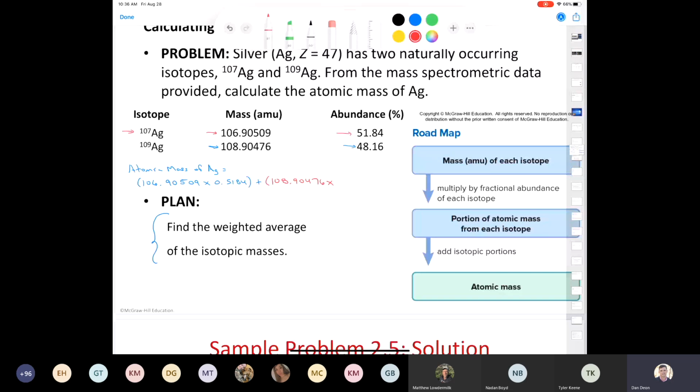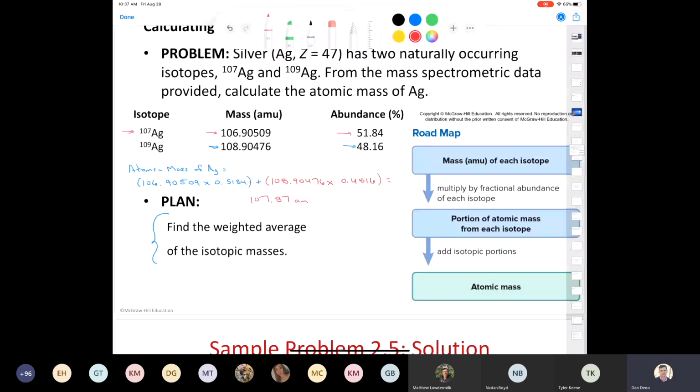0.4816. Now, I solved this, but I didn't go through all the details, did I? Oh, fiddle paddle. Anyhow, look, I have it in the solution over here. So when you punch all of that into your calculator, what you end up with is 107.87. Okay, so you end up with 107.87, and that is the correct number of significant figures.